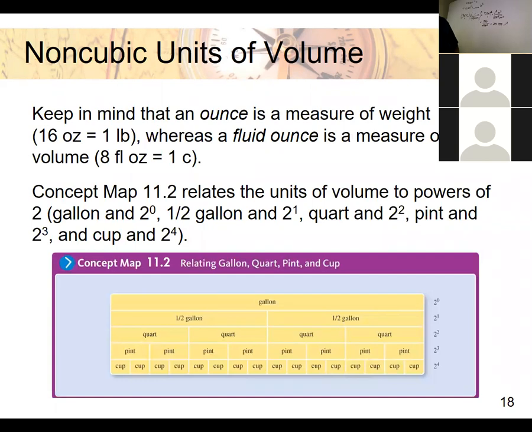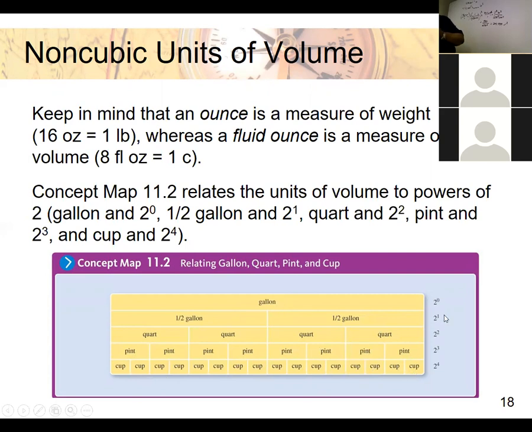And then here's the concept map that is related to gallon, quart, pint, and cup. If you relate gallon, that means 1 quart is half of a gallon. So 2 half gallons make up a gallon. And then 4 quarts make up a gallon, and also 8 pints make up a gallon, and then 16 cups make up a gallon, okay?